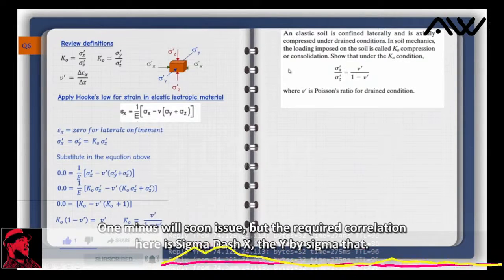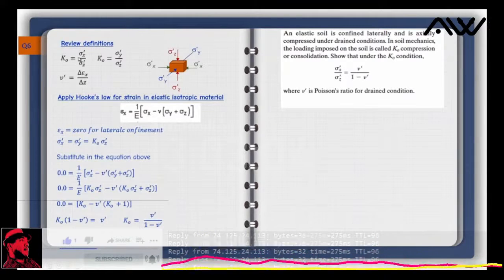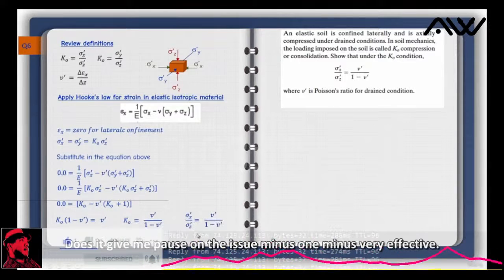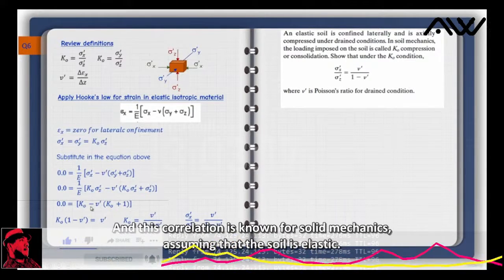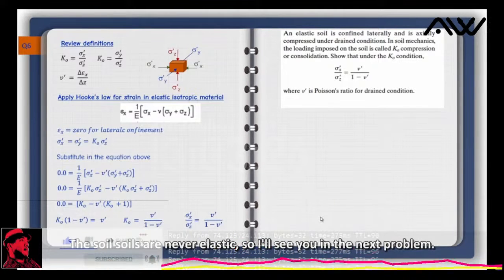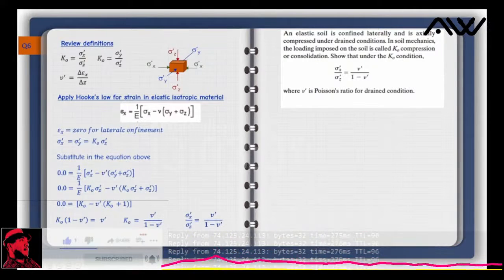But the required correlation here is sigma dash X divided by sigma dash Z. Yes, 100%, because by definition we can replace K naught here with sigma dash X divided by sigma dash Z, which gives me Poisson's ratio divided by 1 minus Poisson's ratio effective. And this correlation is known for soil mechanics, assuming that the soil is elastic. Like I said, the reality is different from that. The soils are never elastic. So I'll see you in the next problem.